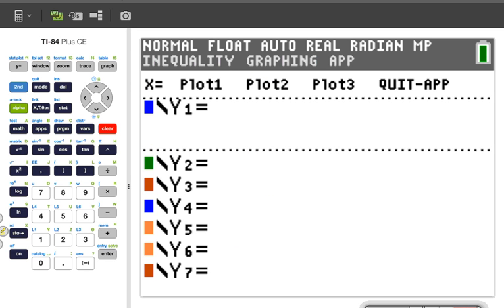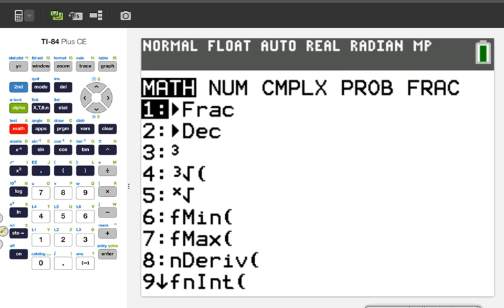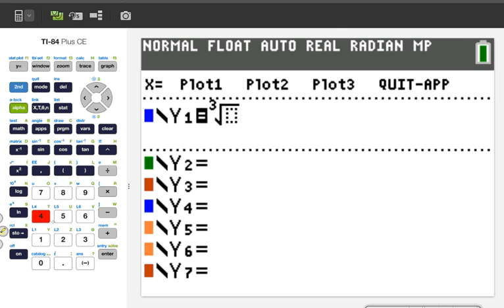I unpaused it for a minute to remind you of how to get the cube root. It should be in the math menu, number 4. We wanted 125x, was it plus 500? And then outside the radical, what was there?